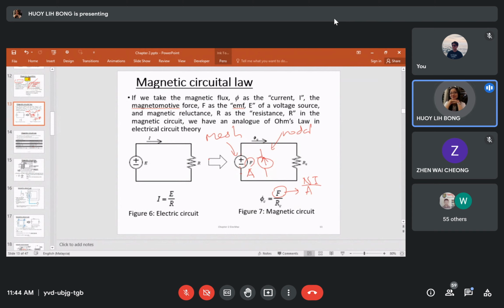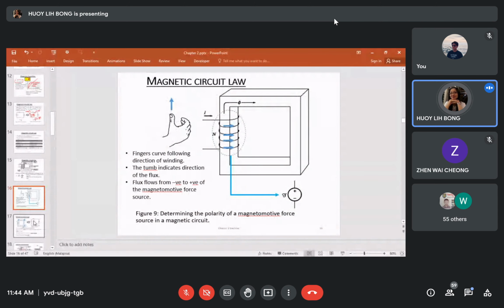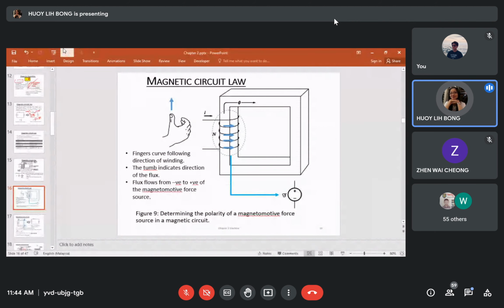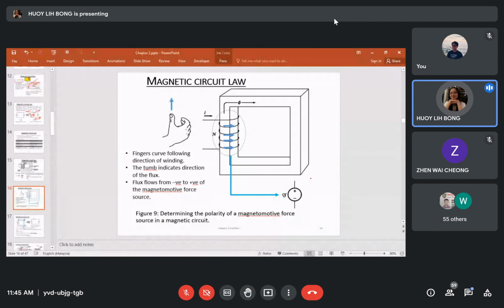For me, mesh is easier rather than using nodal. You can use nodal also, but I think with nodal you tend to make more mistakes. So if you stick to one method only, if you want to use the other method, you are also correct.